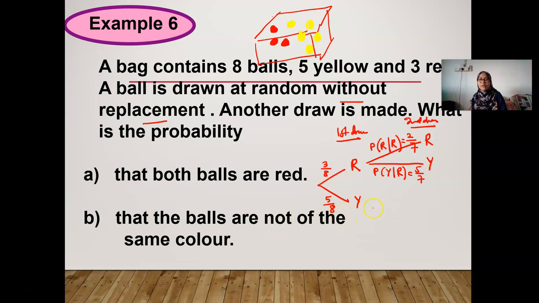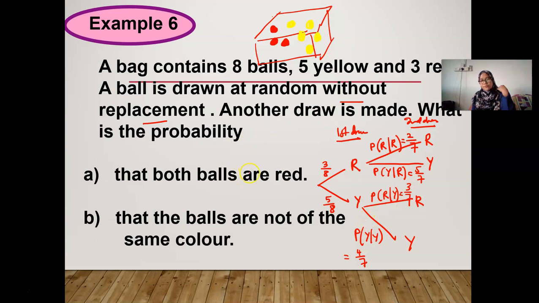Understand? This is very easy. You must understand this, then it is easier to do conditional probability. Next, if your first draw is yellow, the probability of red given that the first is yellow is 3/7. And if the first ball is yellow and the second ball is yellow, the probability is 4/7. I think that should be clear.